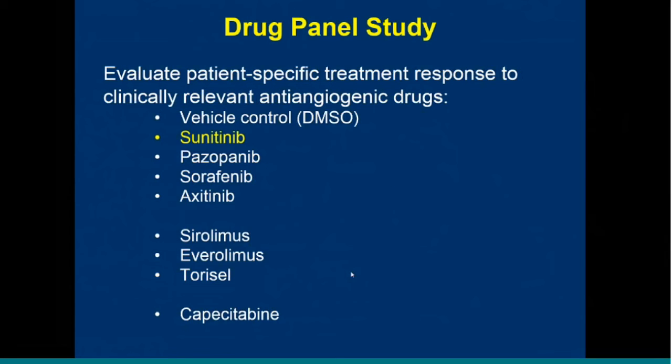So we decided to use this PDX model, the patient-derived cell line stuff, to do a drug paneling study where we evaluate patient-specific treatment response to a number of clinically relevant anti-angiogenic drugs, not just sunitinib in this case. So we tested sunitinib, pazopanib, sorafenib, axitinib, which are all anti-angiogenic agents, as well as a number of anti-proliferative agents such as sirolimus, everolimus, and temsirolimus, and one chemotherapeutic, which I'm never going to be able to pronounce correctly, capecitabine. It's close enough.